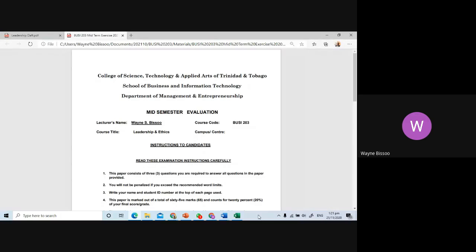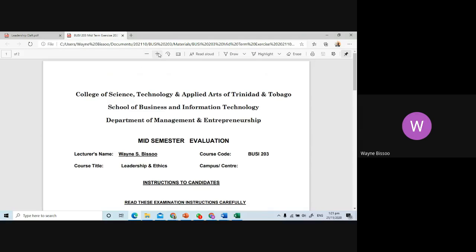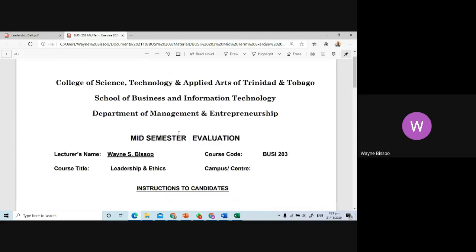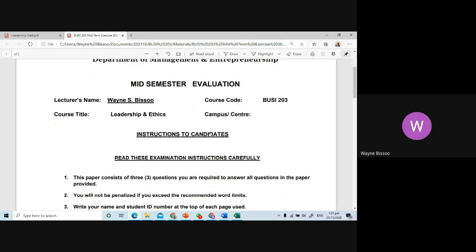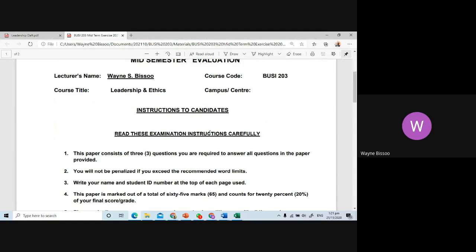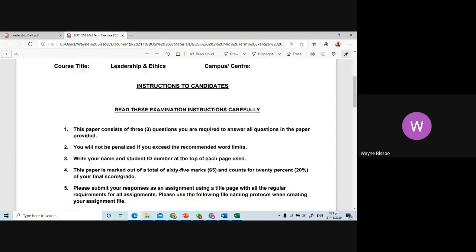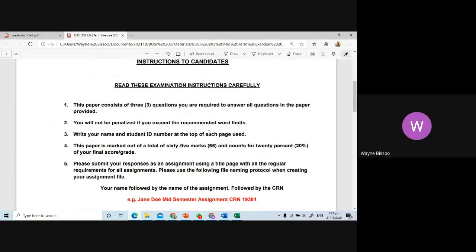Okay, so let me make it a little bit bigger. And I expect that you guys will be asking questions in relation to this, so that you can get clarification on what is required. So again, it used to be an exam that was done in class, but now it's a take-home exercise that I've redesigned a little bit. The first thing we're going to see is it's made up of 3 questions.